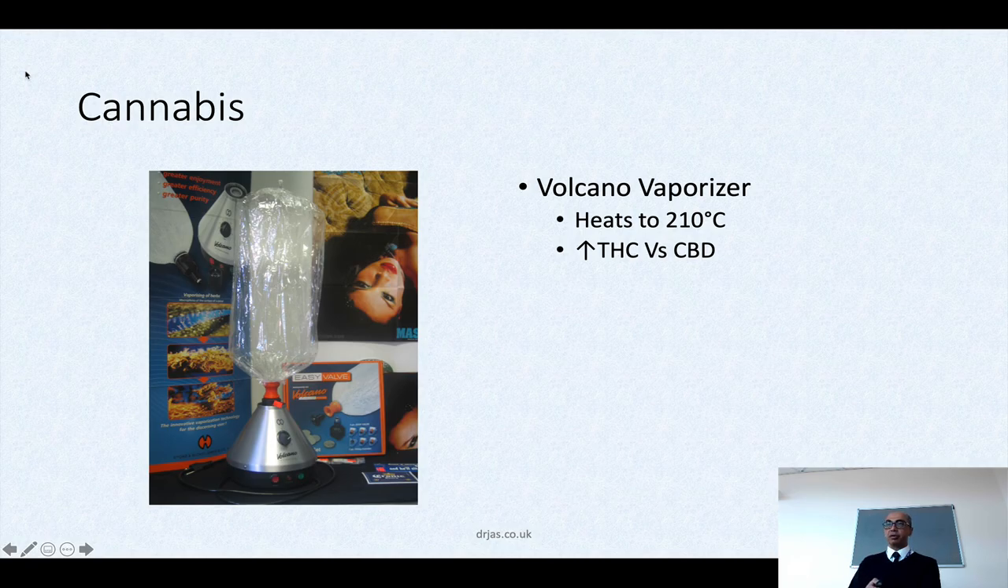If you really want to be exotic, you can use a volcano vaporizer. The THC and CBD will burn at different temperatures. So if you're a connoisseur, then you can buy a volcano vaporizer. Not many people do.